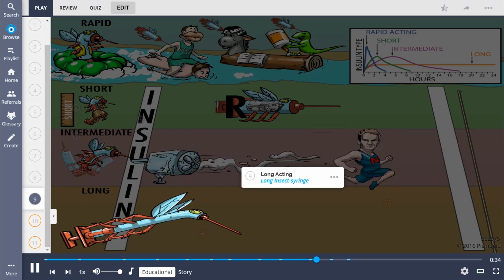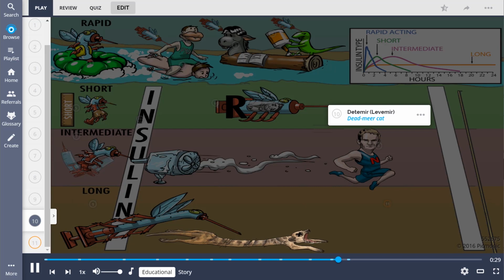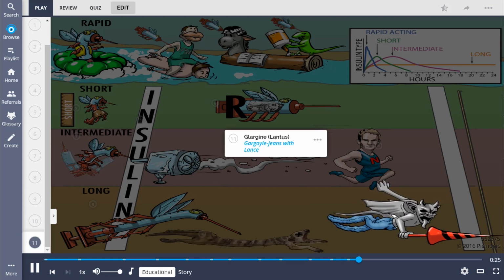Long-acting insulin, the long insect syringe, is farthest along in the race, and is with the dead meerkat, for Detemir, or Levemir. Another long-acting insulin is Glargine, trade name Lantus, shown by the gargoyle in jeans with a lance in hand to make it to the finish line.